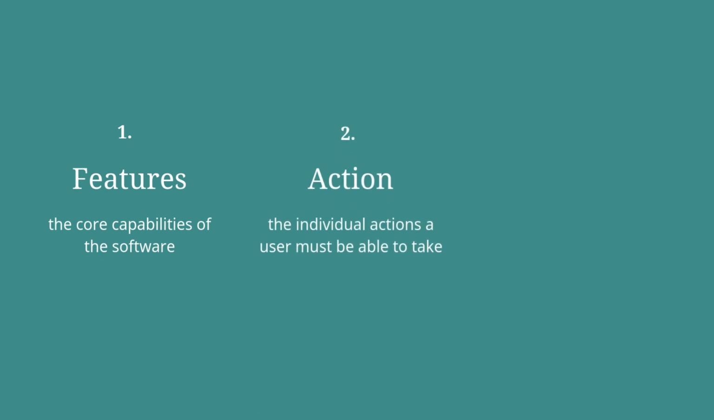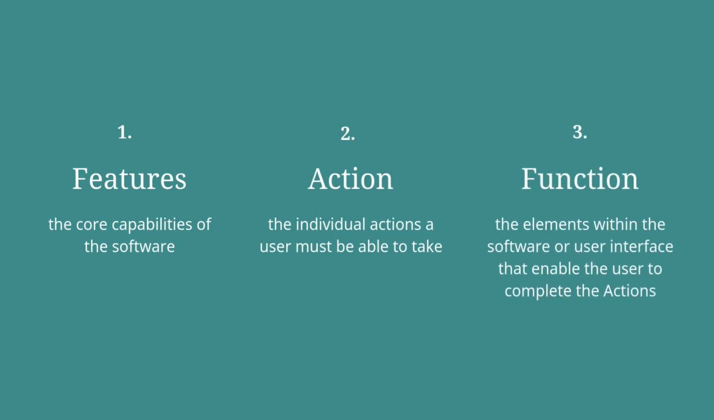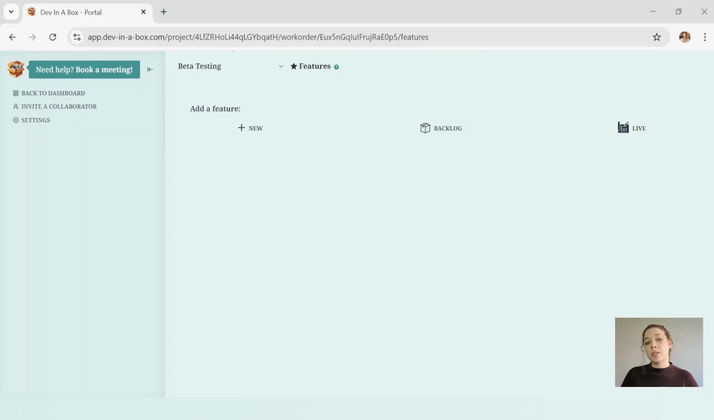Every work order is made up of three components: features, the core capability of the software; actions, the individual actions your user must be able to take; and functions, the elements within the software or the user interface that allow your user to complete those actions. To begin, we're going to lay out the features for our work order.